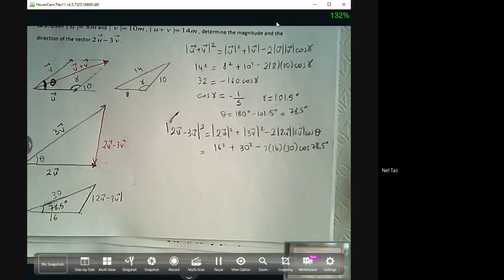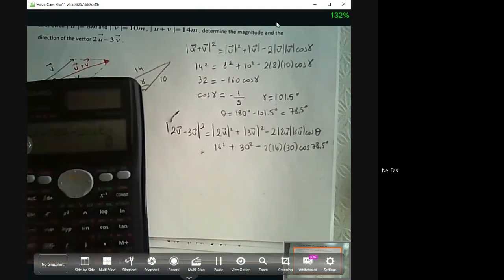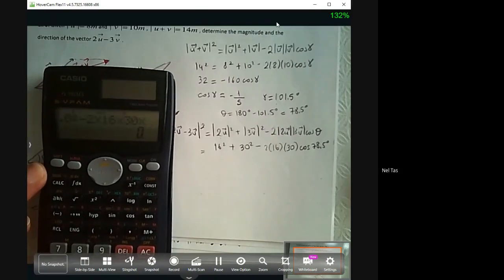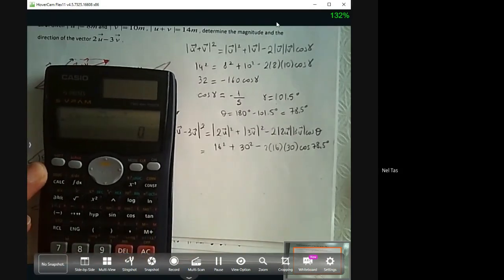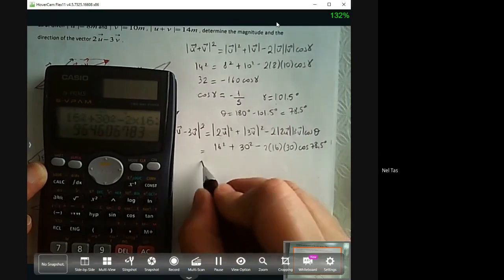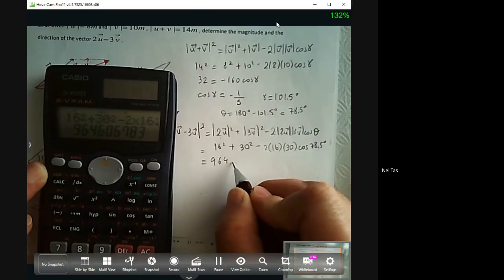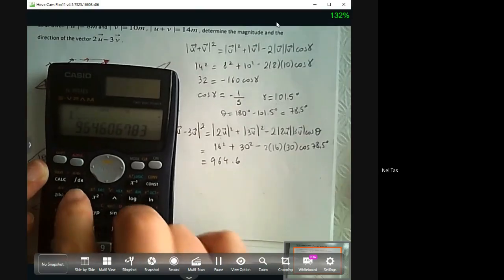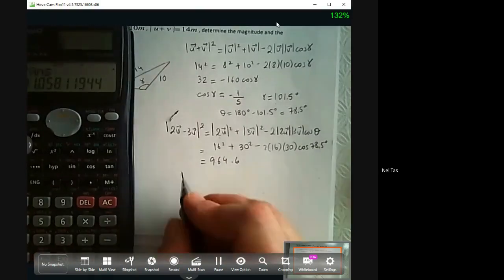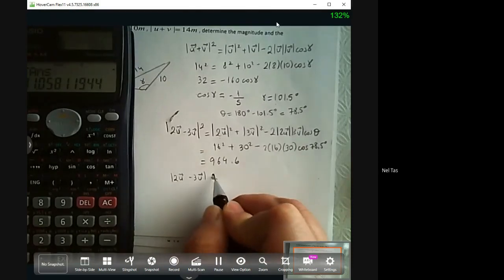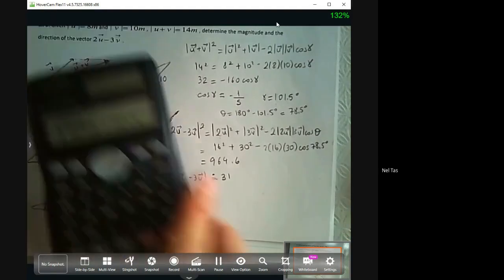Okay, so 16 squared plus 30 squared minus 2 times 16 times 30 times cosine 78.5. So this is 964.6. We need the square root of that, 31. So the magnitude of 2u minus 3v is approximately 31 units.